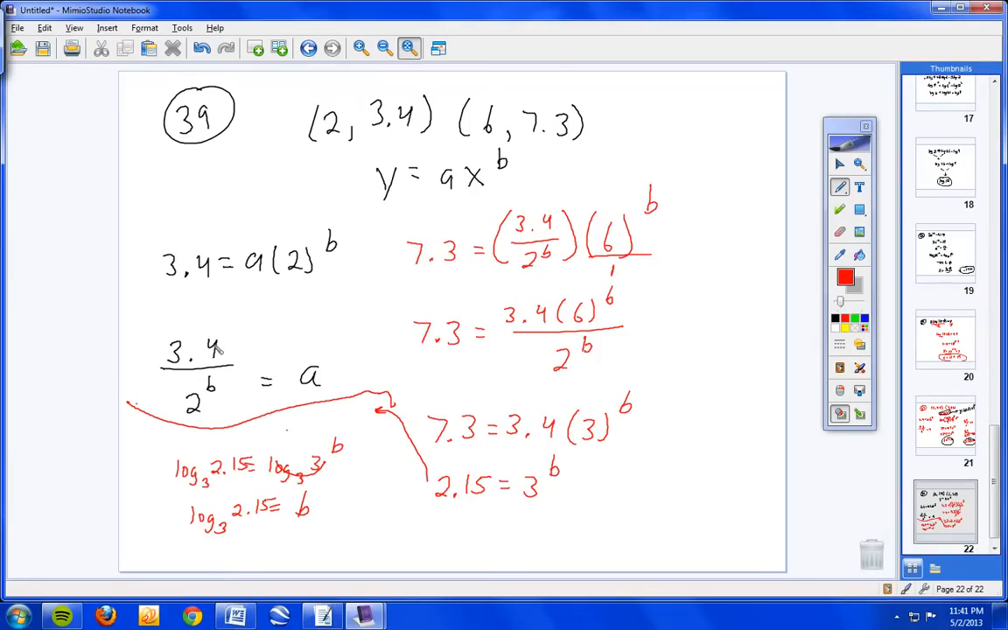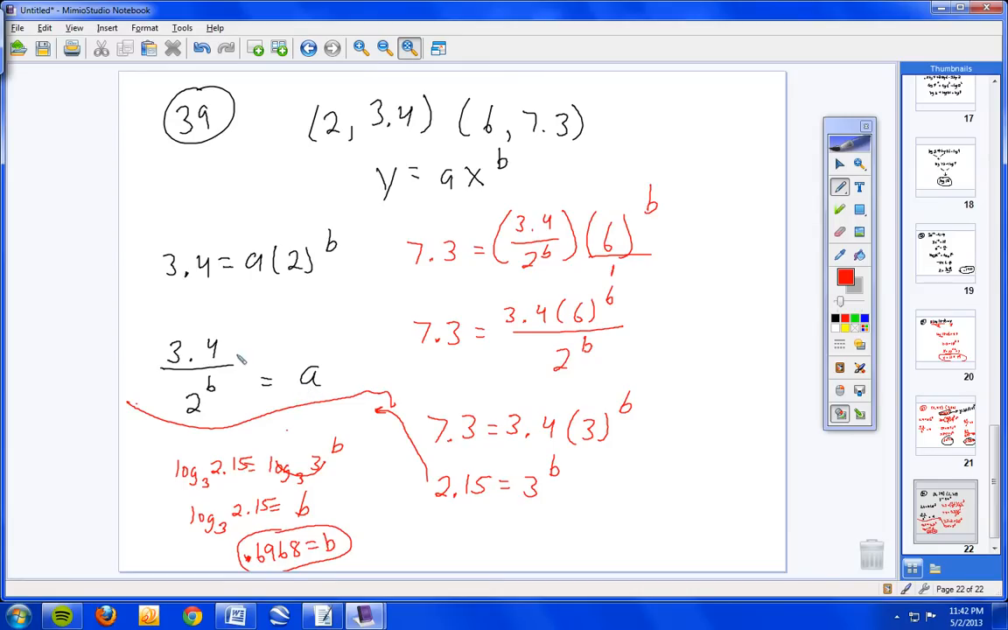Now remember, we do know how to type that in our calculators. We've learned how to do that. It's a base 3, and your calculator does not do base 3. So you would type in the logarithm of 2.15, close the parentheses, divided by the logarithm of 3, close the parentheses. And you should get 0.6968. So 0.6968 equals b. Now, that's not your answer, but I'm going to circle it because we're getting really close.